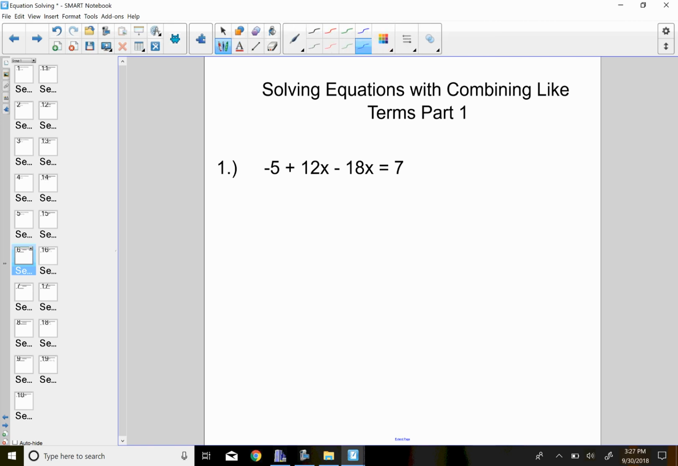So you can see in the first problem here, the left-hand side has a whole bunch of stuff going on. So all of this is supposed to be the same as 7. Looking at this, there's no distributing this time. There's no parentheses where I have to hand out multiplication. But what I do notice is there are 12x here. And notice I grabbed the sign to go with it, a positive 12x and a negative 18x. They're like terms. They're both x's.